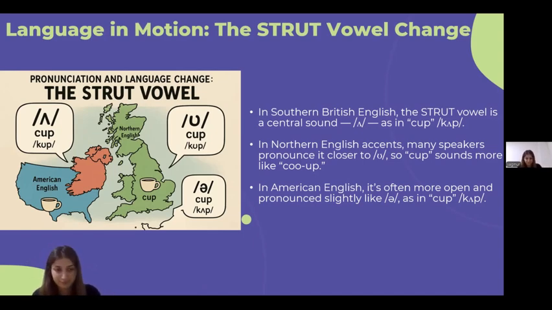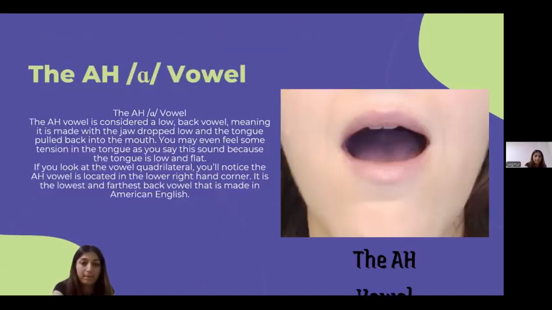I think it's really interesting, by the way, that something as simple as a vowel can tell us so much about the history of the English language. It is so interesting, I think. Yes, this vowel, what is it?